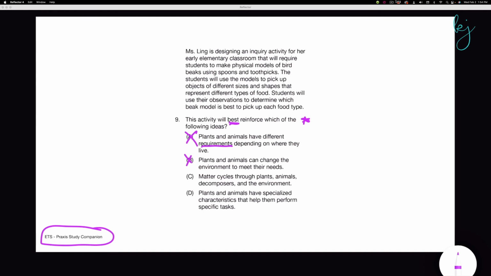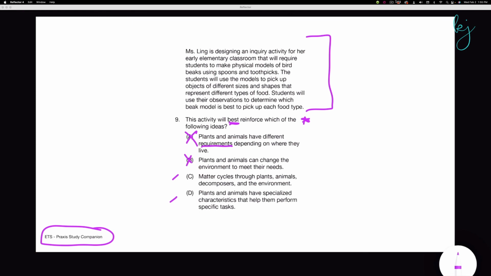And D, plants and animals have specialized characteristics that help them perform specific tasks. Yes, indeed. So like giraffes have long necks to help them eat the food at the top of the tree. And little bugs have specialized feet that help them stick onto things. So yes, they do have specialized characteristics. So I've narrowed it down to C and D. Let's look at the scenario so we can get the right answer.